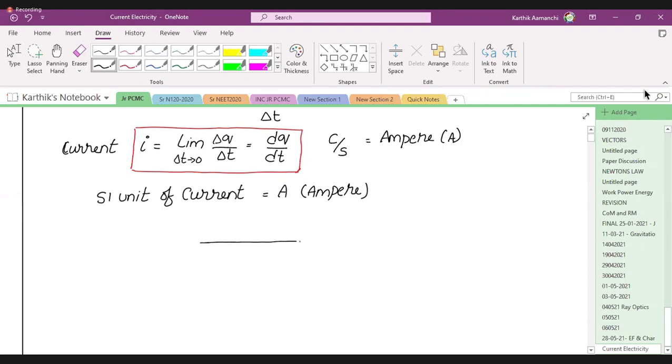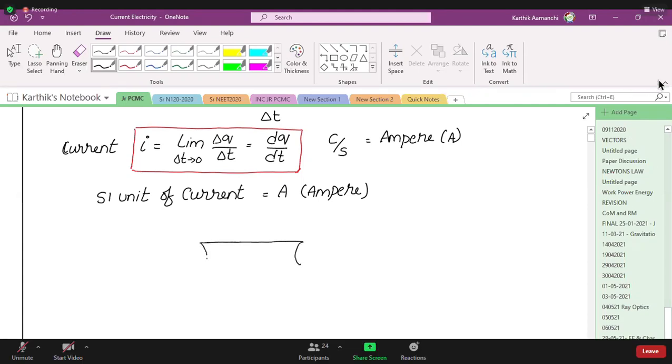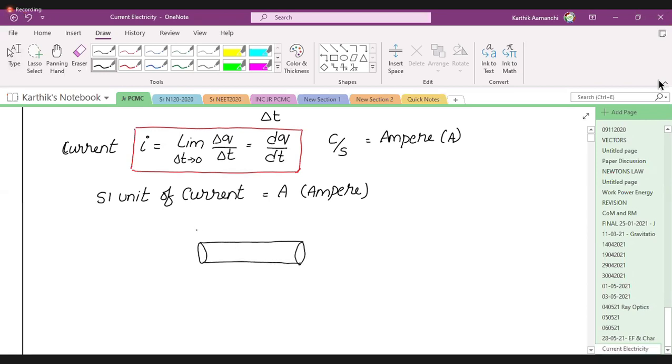For example, if this is a conductor, there is 20 volts here and 0 volts here, right? So in your electrostatics, what we have learned is when there is 20 volts here and 0 volts here, the charge will go in this direction, isn't it? Charge will go from higher potential to lower potential, isn't it?